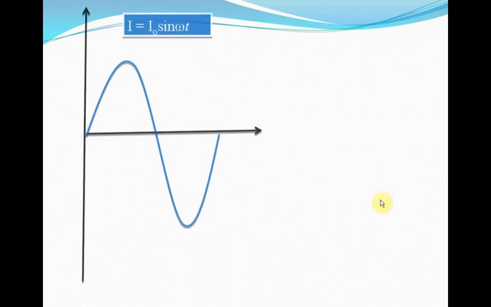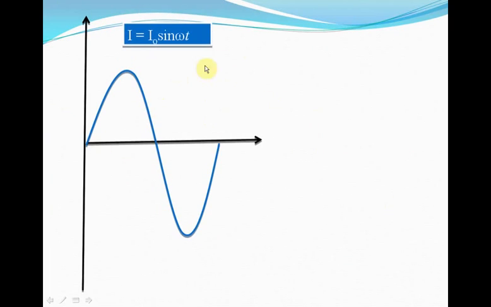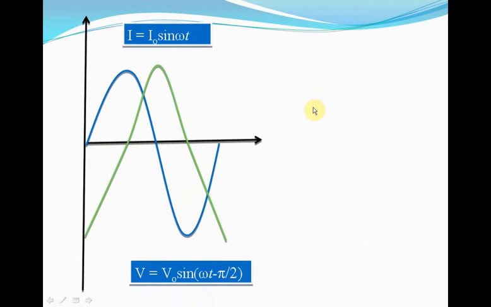So if this is the graph for the current, I is I naught sin omega t, then this will be the graph for the voltage. V is V naught sin omega t minus pi by 2. What you can see here is that current is always an angle pi by 2 ahead of the voltage. For example, this green line here represents voltage and the blue line represents current.